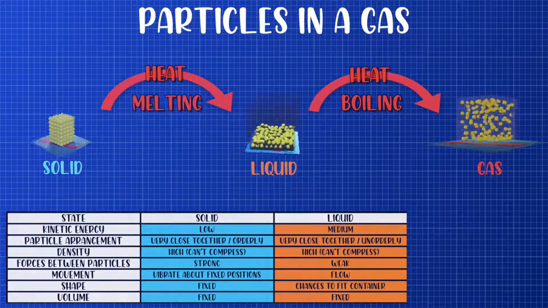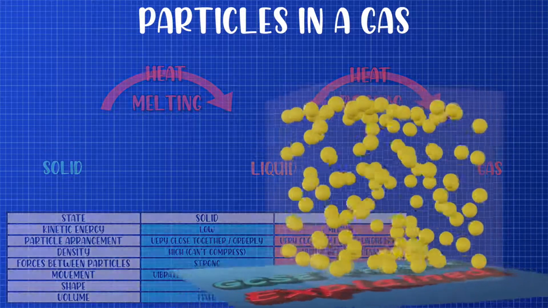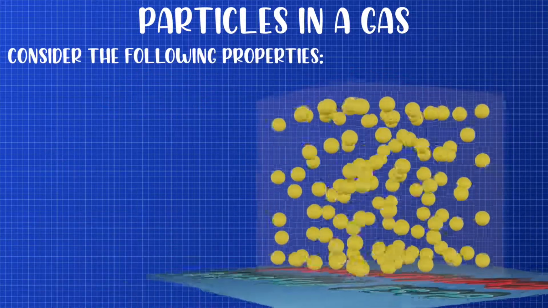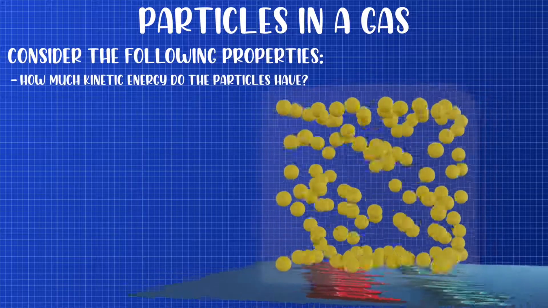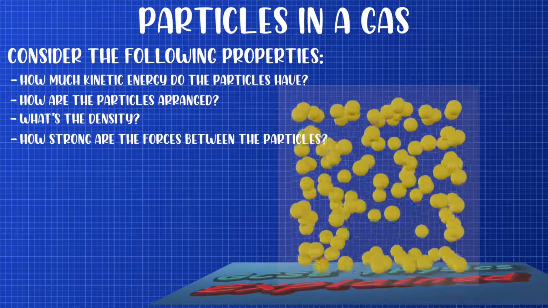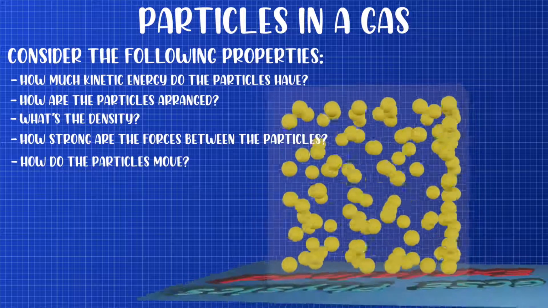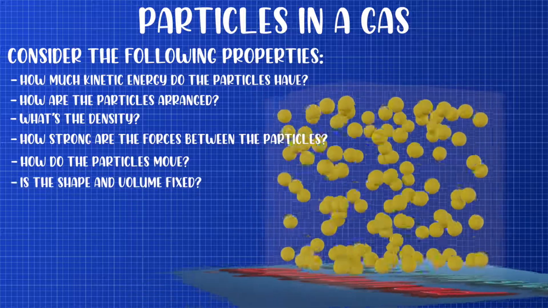Take a close look at the particles in the gas. What do you notice about them compared to before? Consider the following properties. How much kinetic energy do the particles have? How are the particles arranged? What's the density? How strong are the forces between the particles? How do the particles move? And is the shape and volume fixed?